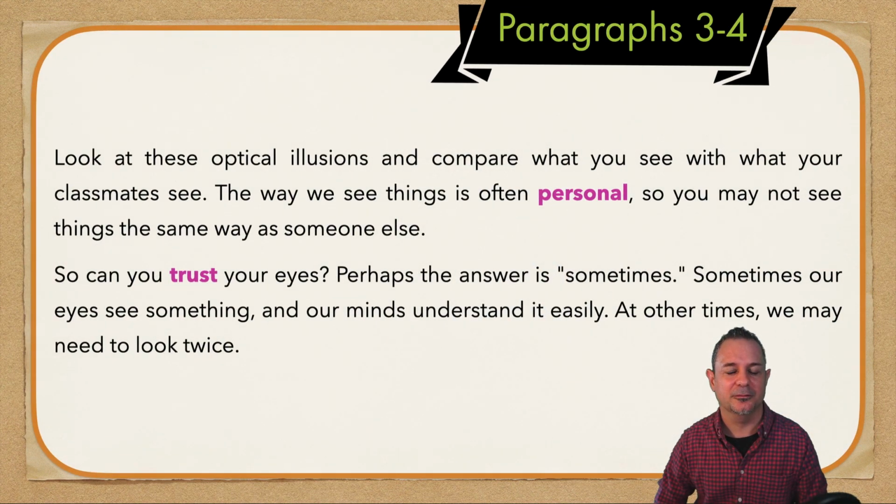Paragraphs 3 and 4. Look at these optical illusions and compare what you see with what your classmates see, or your friends or your parents. The way we see things is often personal, so you may not see things the same way as someone else. So can you trust your eyes? Perhaps the answer is sometimes. Sometimes our eyes see something and our minds understand it easily. At other times, we may need to look twice.